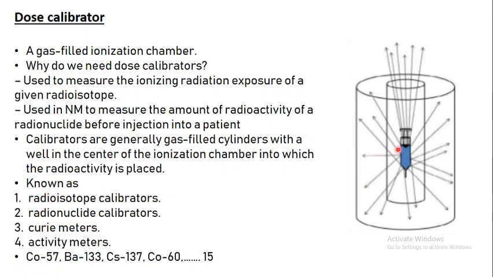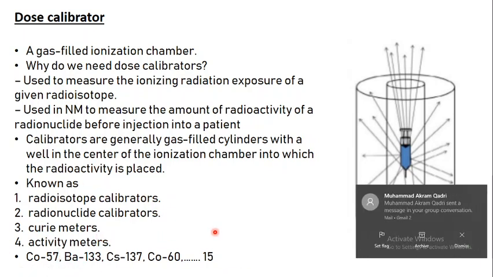In this regard, this system is used for radioisotope calibration, as radionuclide calibrators, Curie meters, and activity meters, with sources like cobalt 57, barium 133, cesium 137, cobalt 60, and so on. All these different instruments are named dose calibrators.